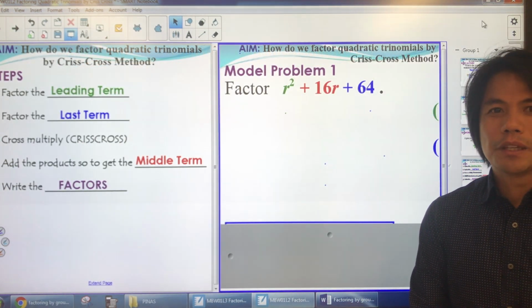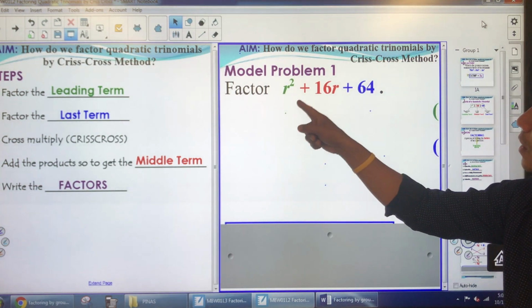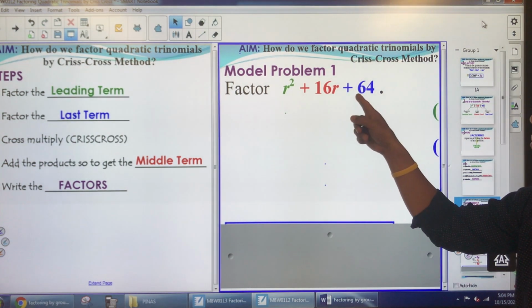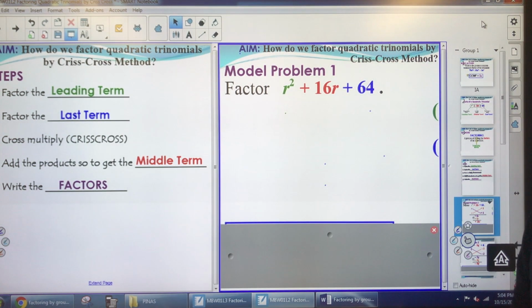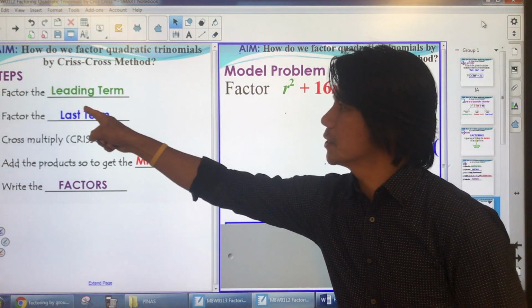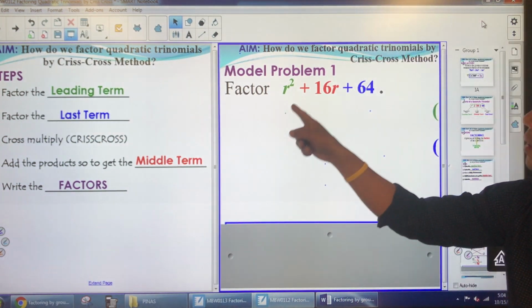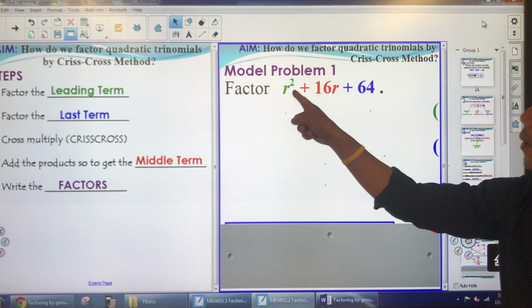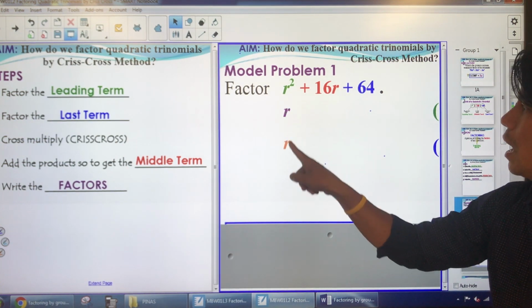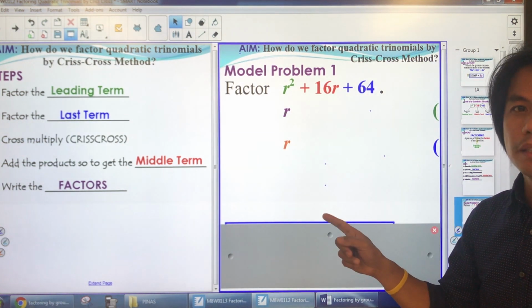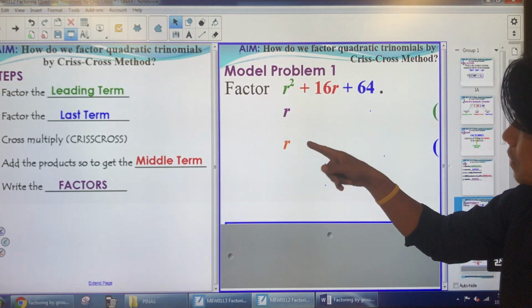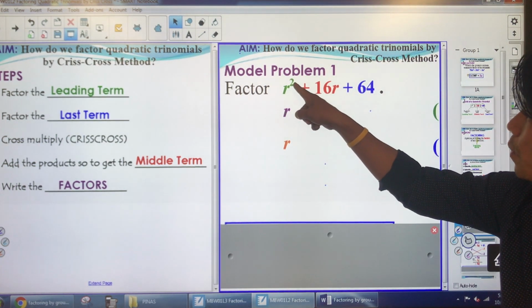Now let's go over with the model problem. It says factor r squared plus 16r plus 64. Right? First step, it says factor the leading term. If you break down r squared, it's r times r, right? Because r times r is r squared.